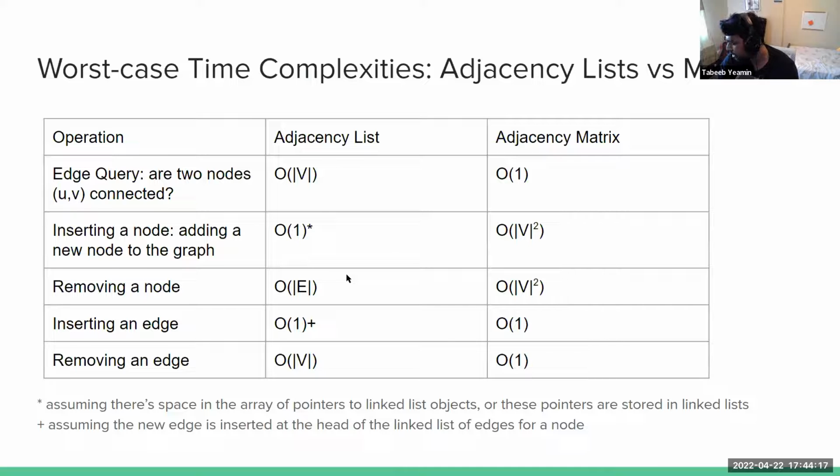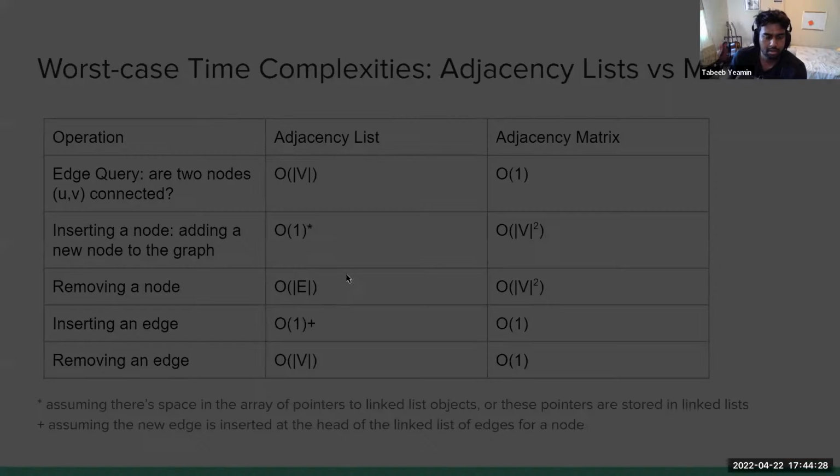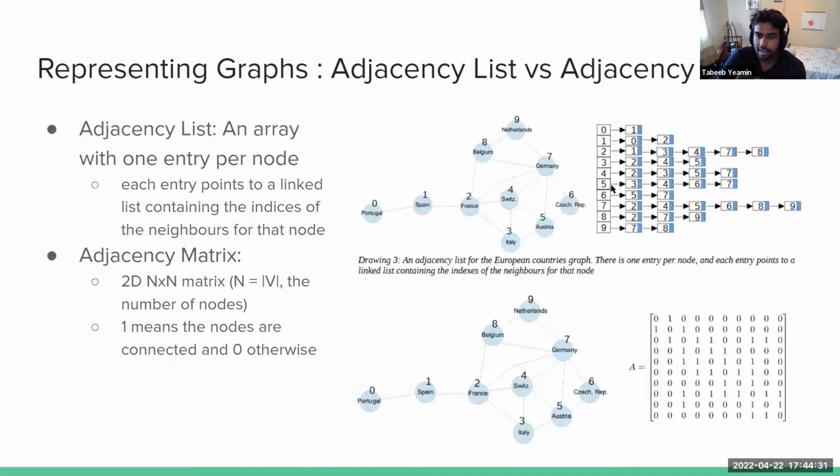Wouldn't edge query for adjacency list be V plus E? I don't think so, no. Because for a particular node, it can be connected to at most V minus 1 edges, whereas E is the amount of edges for the entire graph. Yeah. But V minus 1 is basically V in big O, because a constant of minus 1 doesn't matter.